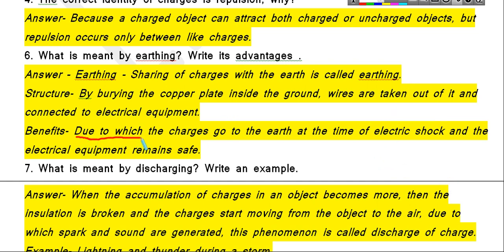Benefits: due to this, the charges go to the earth at the time of an electric shock and the electrical equipment remains safe. The excess charge goes to the earth and the electrical equipment remains safe.